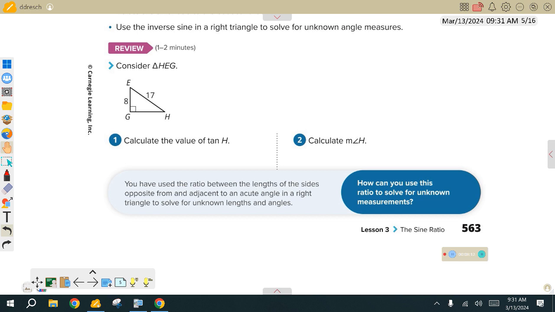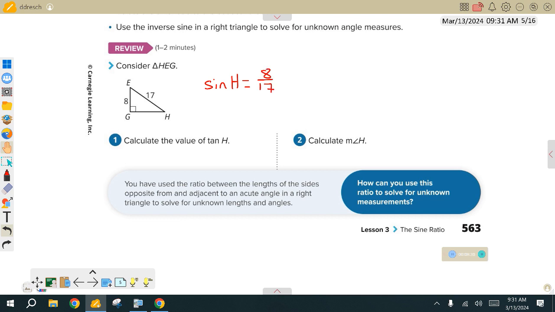Now, I don't have a mnemonic device for the reciprocal functions. You just got to know tangent, cotangent go with one another. But so, for the sine part of things today, you said go stand at angle H. What is it? 8 over 17.